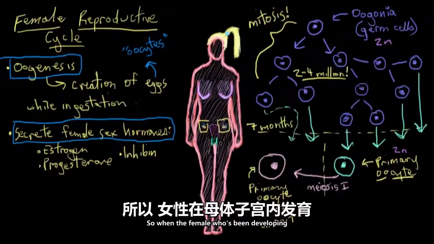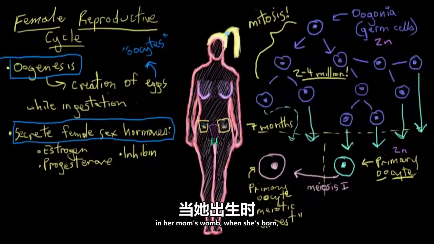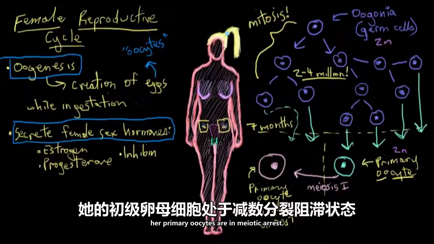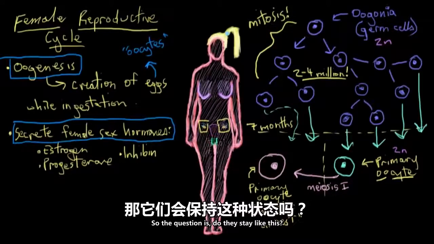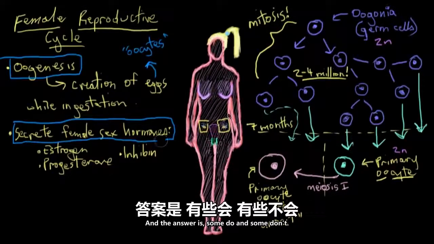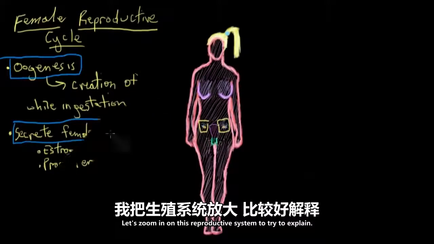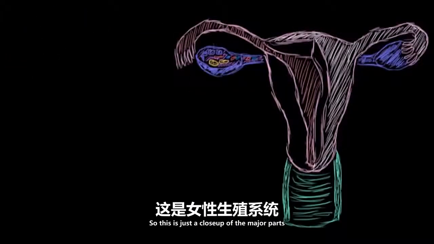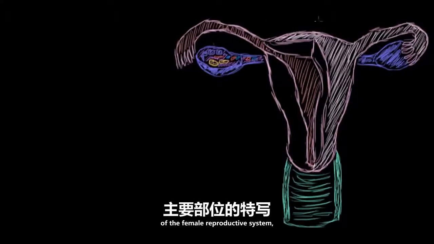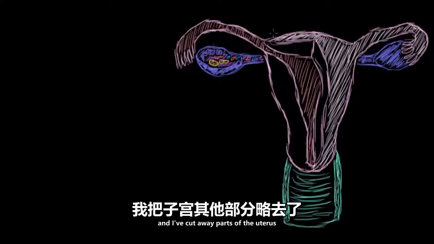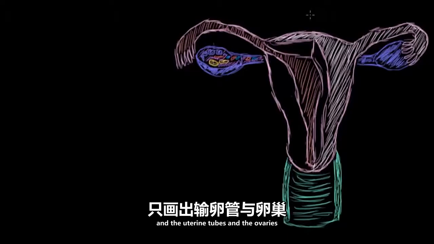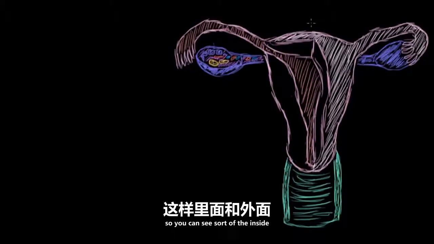So when the female who's been developing in her mom's womb is born, her primary oocytes are in meiotic arrest. So the question is, do they stay like this? And the answer is some do and some don't. Let's zoom in on this reproductive system to try to explain. So this is just a close-up of the major parts of the female reproductive system, and I've cut away parts of the uterus and the uterine tubes and the ovary so you can see the inside and the outsides of both structures.